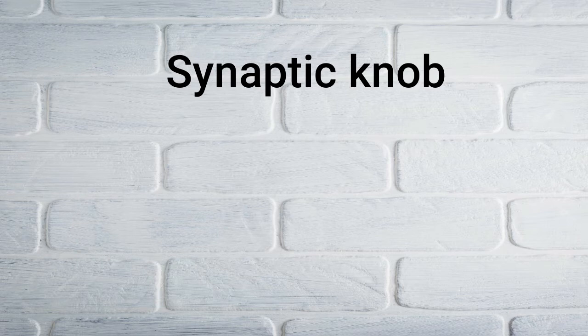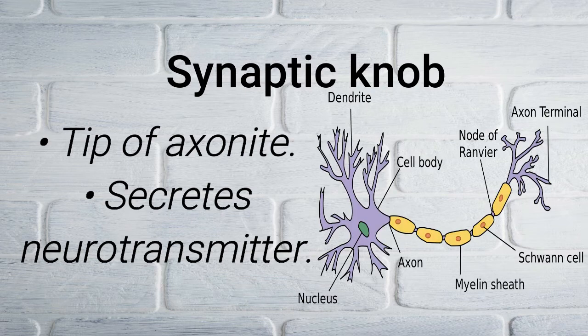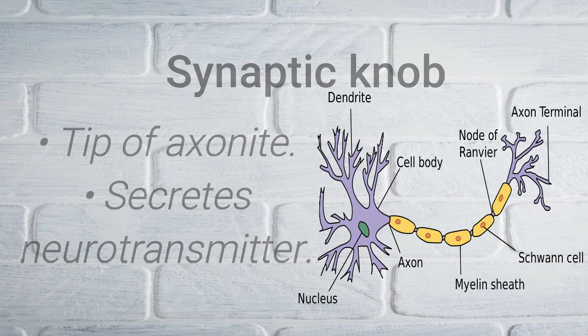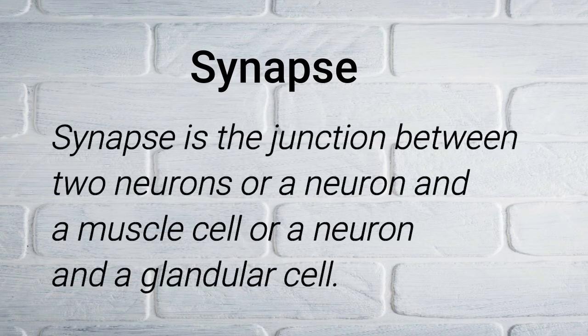And at the end of the axon, we have a small part called the synaptic knob, at the tip of the axonite. It secretes the neurotransmitter. So we know that the signal is transmitted through this and it reaches the tip portion. You can see in the picture, it starts from the dendrite and goes through the axon as the plus and minus we saw earlier, and reaches the axon terminal where the synaptic knob is present. At that point, it secretes neurotransmitters. That junction, the place where the knob is found, is typically called the synapse.